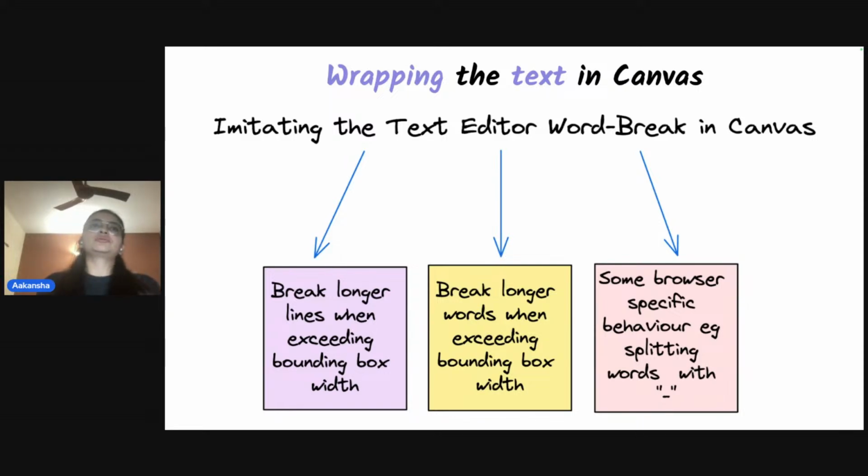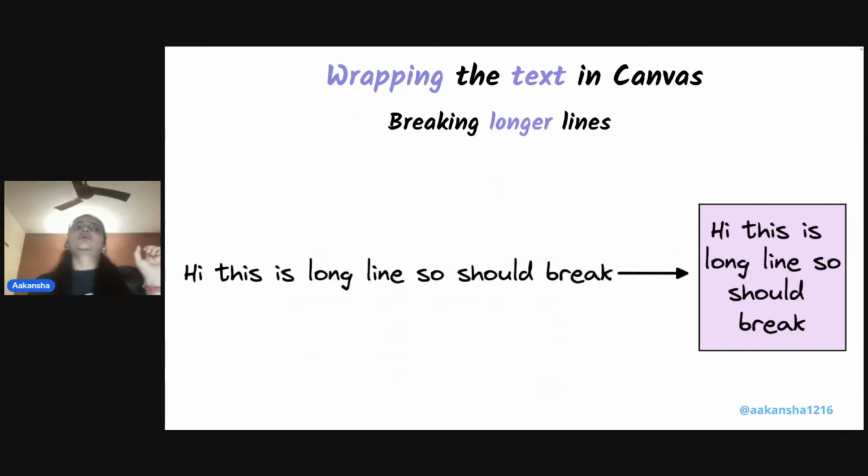Let's have examples for the first two cases. So, "hi, this is long line, so should break." I want to fit this in this container. Clearly, it cannot fit, so it actually breaks at the words long, should, and break. This is how it happens in a text area. We need to write our own wrapping algorithm so it breaks at these words when you have longer lines, so you can keep it in sync with the text editor.